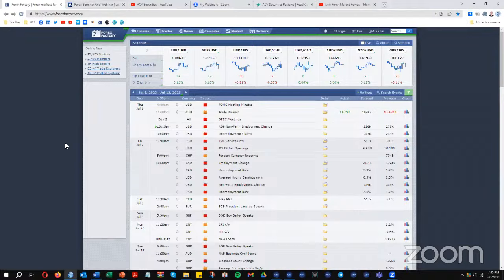So I will personally be waiting for at least the 10:30 items to come out before I start thinking about what I'm doing. And often the ISM services PMI data can be a very strong driver as well. So it is potentially worth waiting for the midnight news to pass and then look for setups, okay?